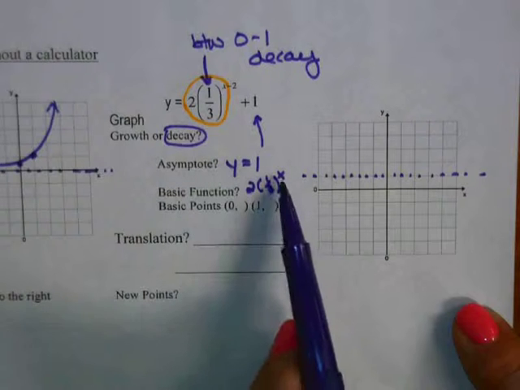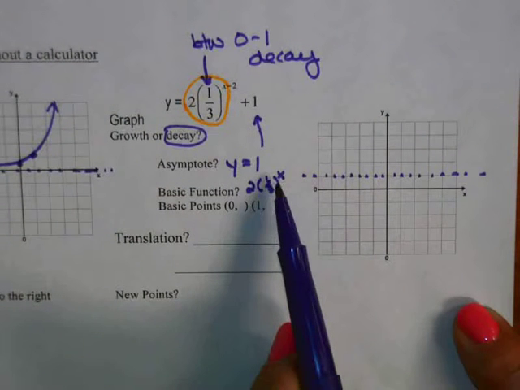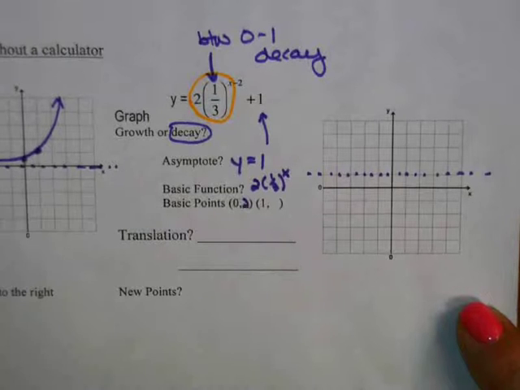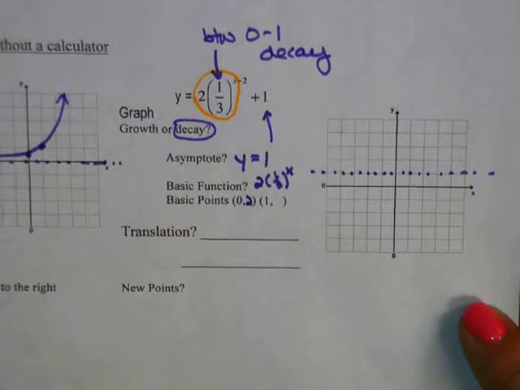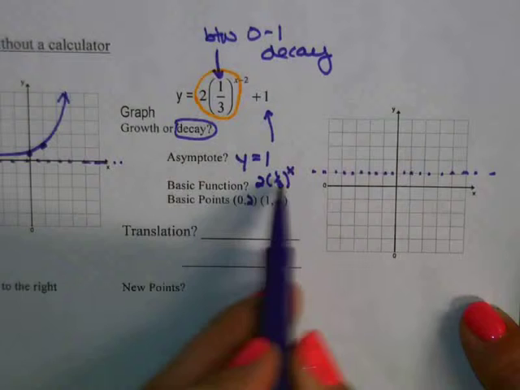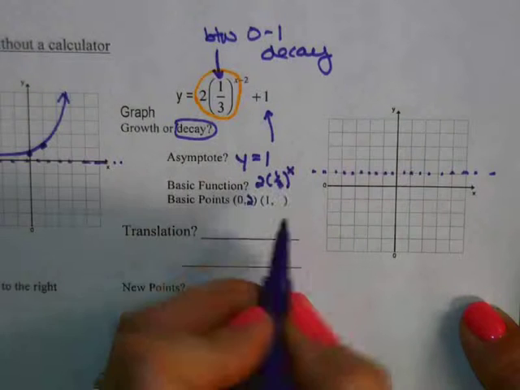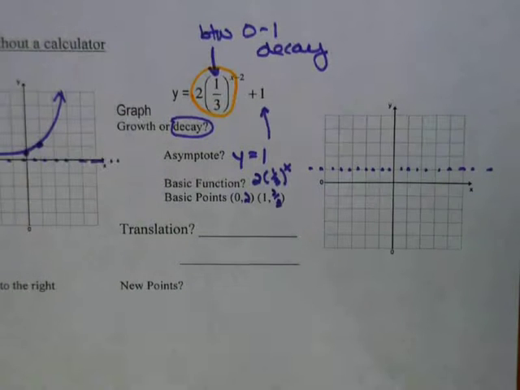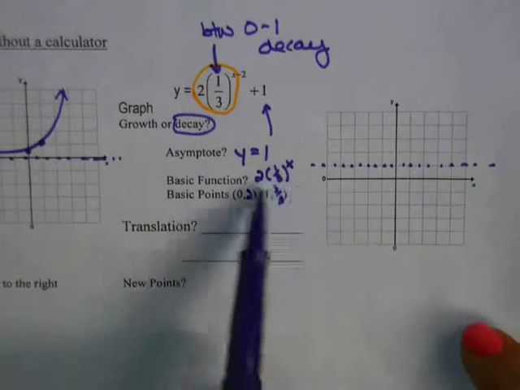So if I plug in 0, what am I going to get? 2. Basic points. These are basic points before my vertical and horizontal shifting, not including a, okay? Then I plug in 1. 1/3 times 2 is what? 2/3. I'm plugging it into my basic function, and this is the easiest way to graph these without a calculator. So I'm teaching you this way. It's a little bit different than we did in the last chapter with a. You consider it as part of your basic function.